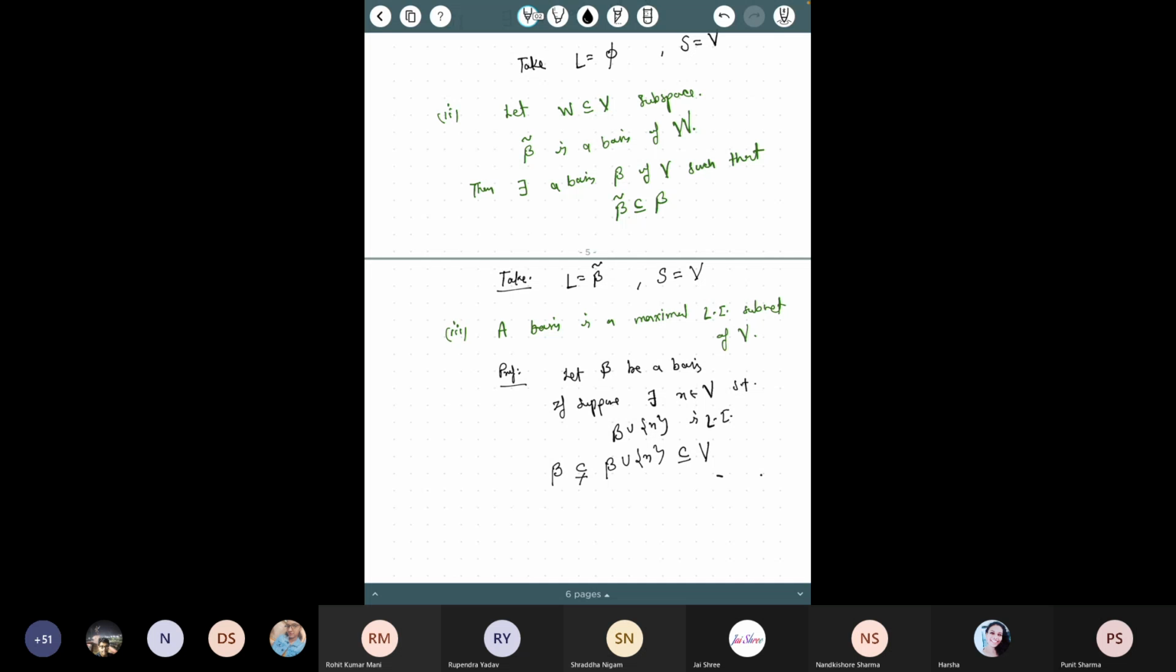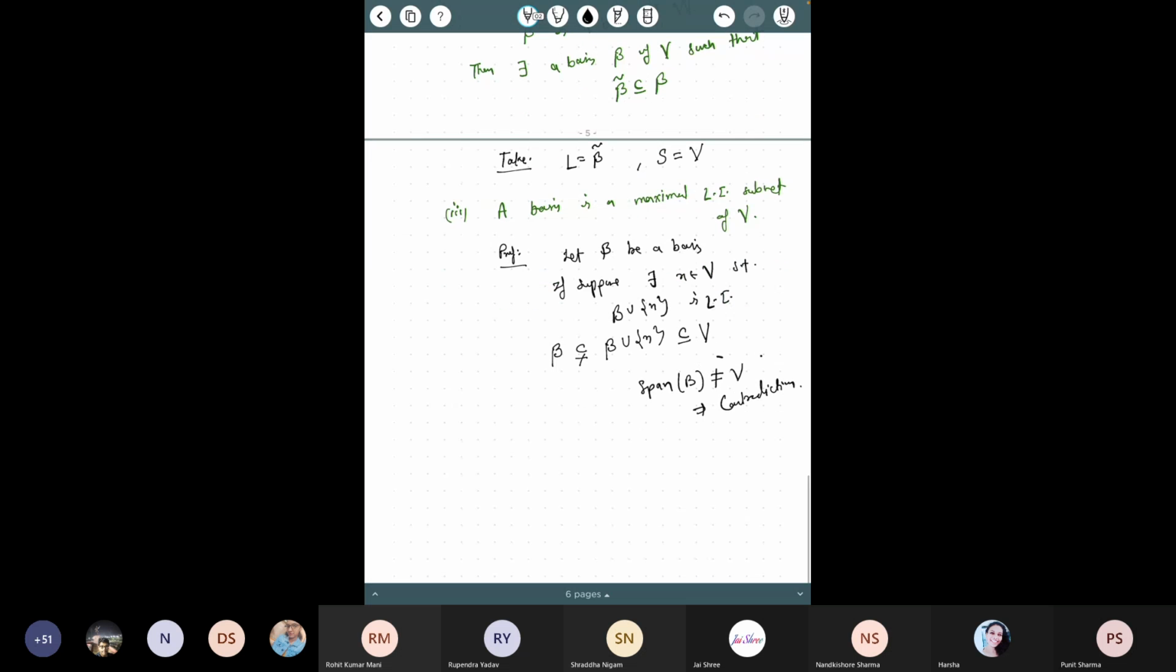Now, this means span of B cannot be equal to V because here it is proper. So this implies a contradiction that B is a basis, right? So see here, if you write it in a mathematical way, it's very easy to say that it is a maximal linearly independent set. Similarly, you can show this. You can write yourself: a basis is a minimal spanning set.